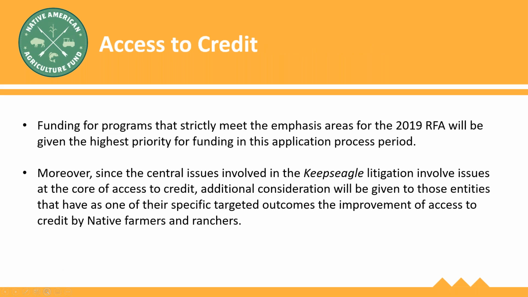Access to credit. Funding for programs that strictly meet the emphasis area for the 2019 RFA will be given the highest priority for funding in this application process. Moreover, since the central issue involved in the Keepseagle litigation involves issues at the core of access to credit, additional consideration will be given to those entities that have as one of their specific targeted outcomes the improvement of access to credit by Native farmers and ranchers. Next.